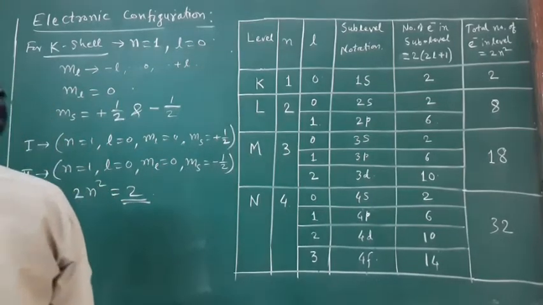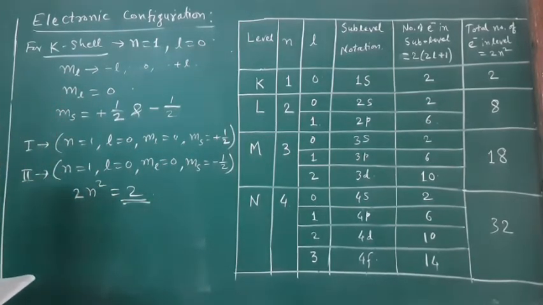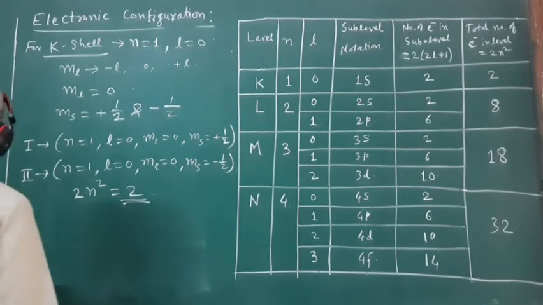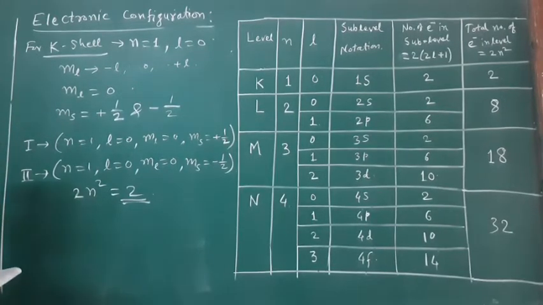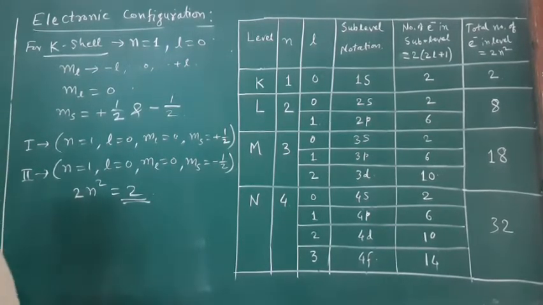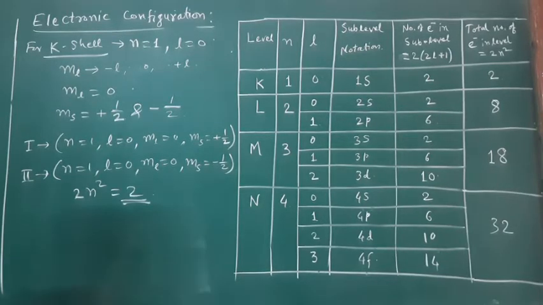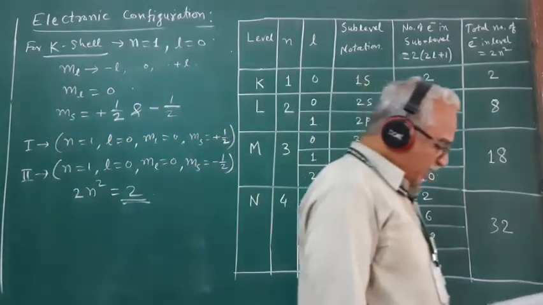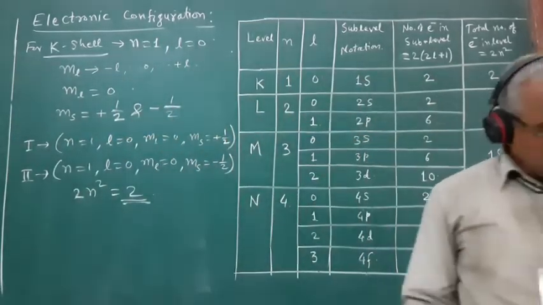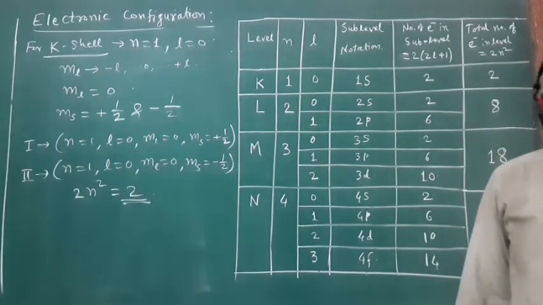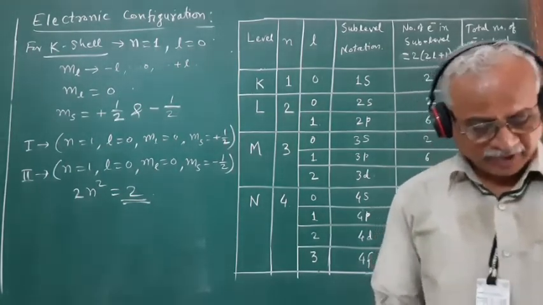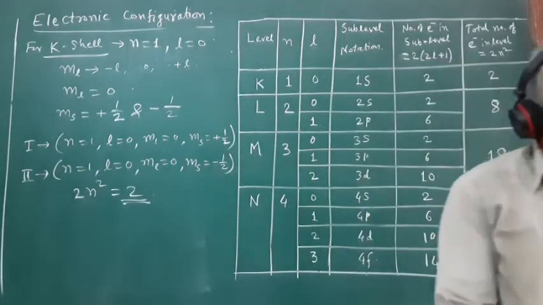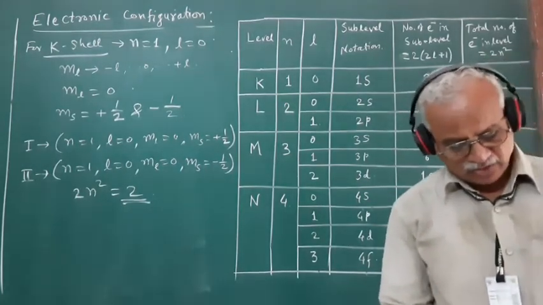Okay. So the number of orbitals in a given subshell is found to be equal to twice l plus 1. Thus, the s subshell, for which l is equal to 0, has only 1 orbital. For the p subshell, for which l is equal to 1, there are 3 orbitals. For the d subshell, for which l is equal to 2, there are 5 orbitals, and so on.